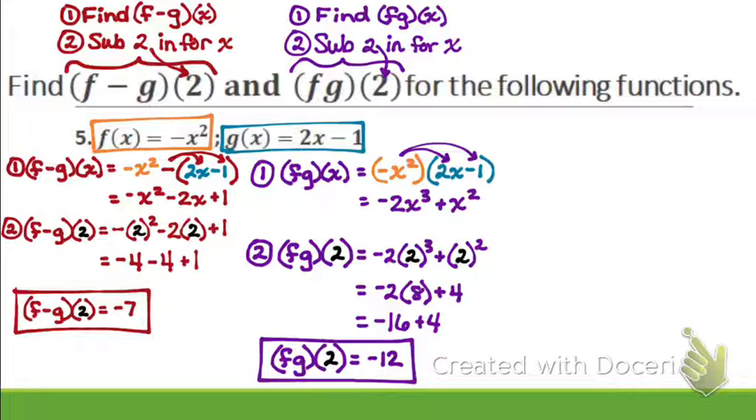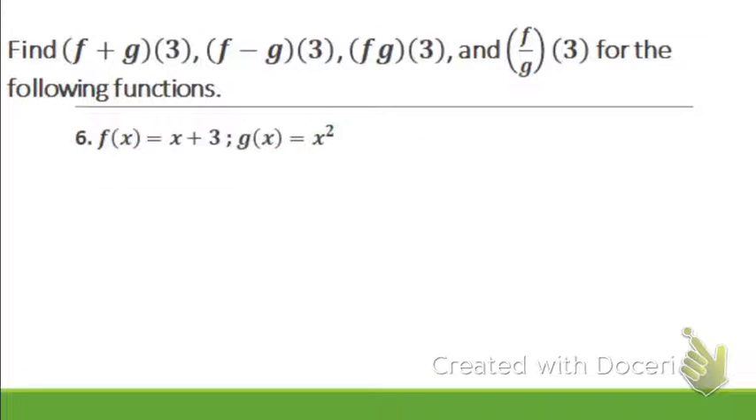Let's do another one like this. We did a difference and a product. Why don't we try all of them? We're going to do a sum, a difference, a product, and a quotient. Before I get started, are there any restrictions on the domains of f or g? No. So my domain for the sum, the difference, and the product would be all real numbers.